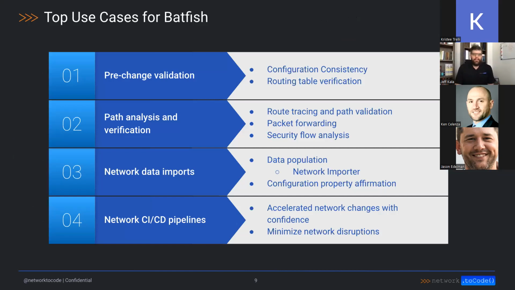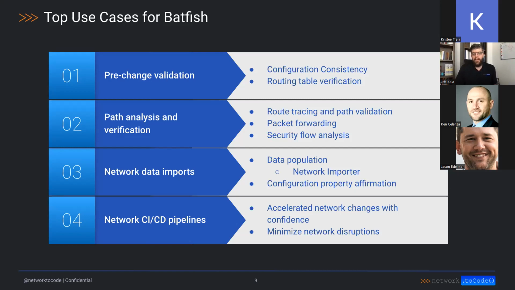So some of the top use cases for Batfish is pre-change validation. This is a very powerful one. There are a lot of demos already available on resources for pre-change validation, but it goes into your configuration consistency. You can do routing table verification. And most importantly, what we all want to know is, hey, I have this change control that I'm about to do tonight, and is it potentially going to break something?